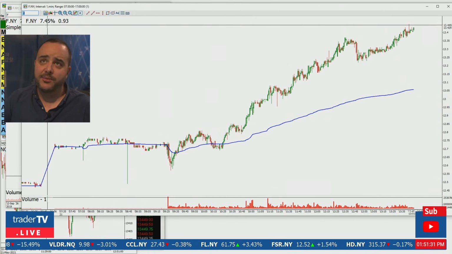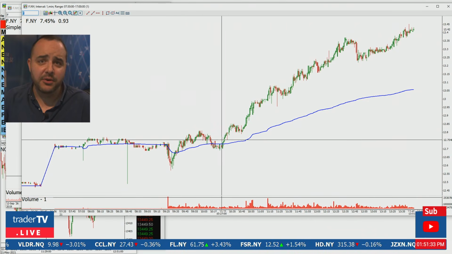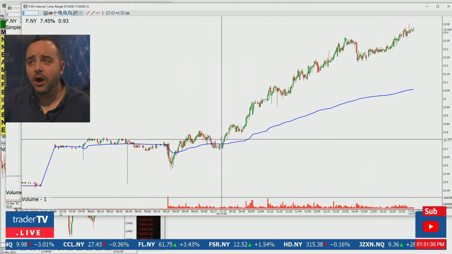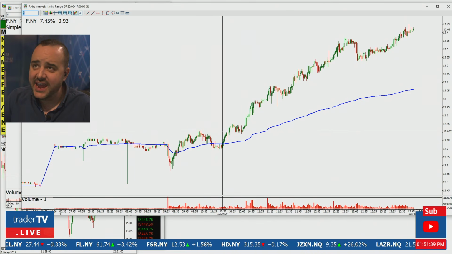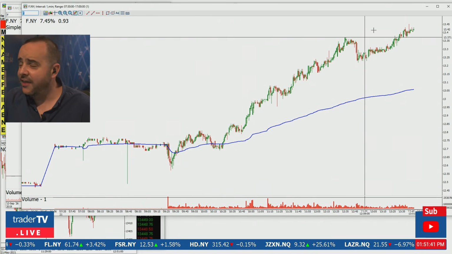To me, on Ford, you're up 7%. When this happened, you're up 2 or 3%. So we want to be long. We want to hold our longs and hold them with confidence. Then you get the break of the already day high, and then you're off to the races.